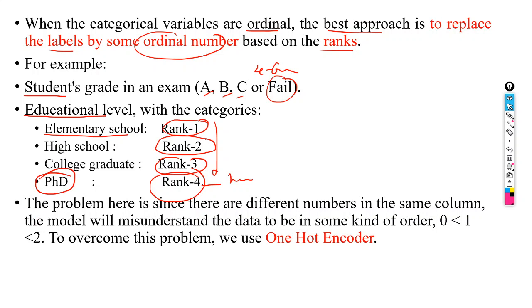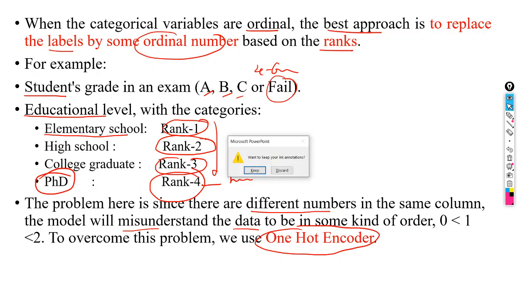So the problem is that there are different numbers in the same column. The model will misunderstand the data to be in some kind of order. To overcome this problem, we can use the one-hot encoder. But first we will see label encoder examples practically.